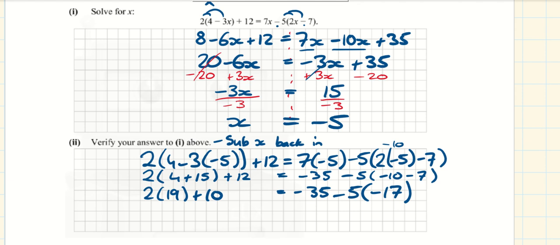All right, so 2 by 19 is 38, plus 12 is 50. Then minus 35 plus 5 by 17, that'll be plus 85. So you will get 50 on this side. So you can see if they're equal. If you're ever asked to verify, that just means sub x back in. So we find that 50 is equal to 50.